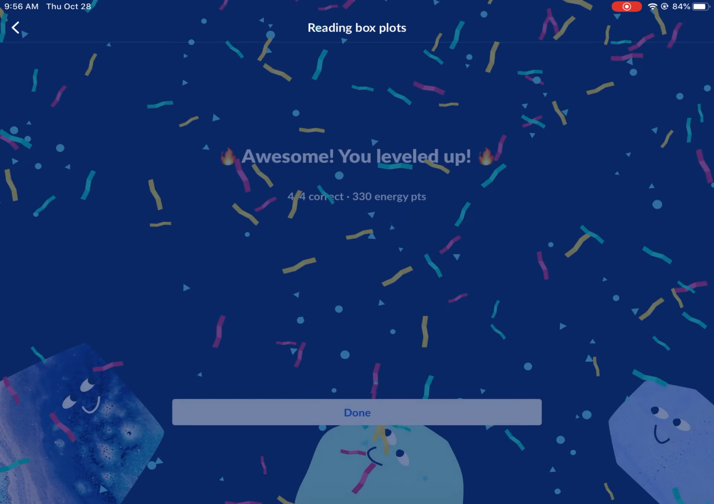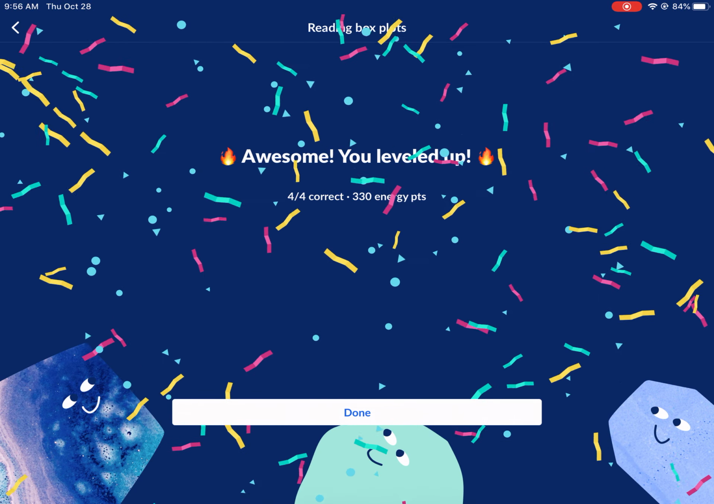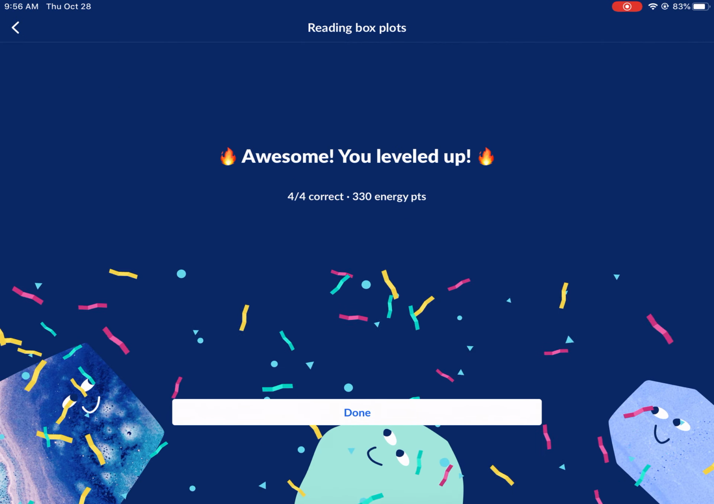And that's it. That's all there is to reading box plots. It's a really useful way to display data. You'll see that a lot, especially in higher level statistics work.